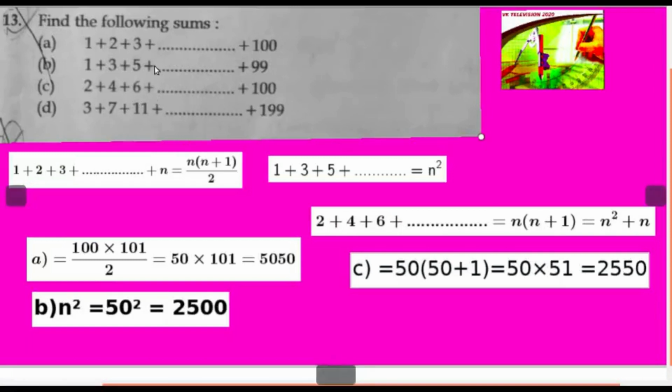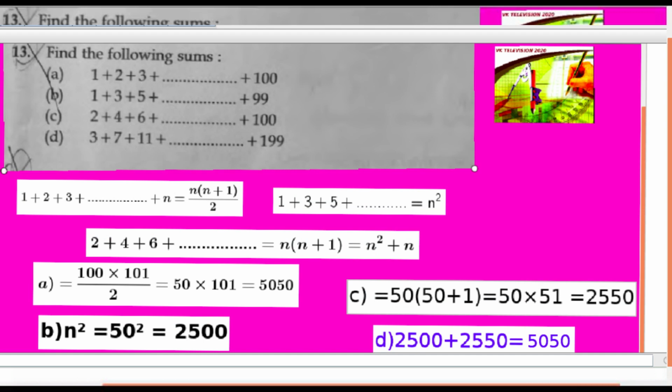So the sum is equal to the sum of B and C, that is 2500 plus 2550, which is equal to 5050.